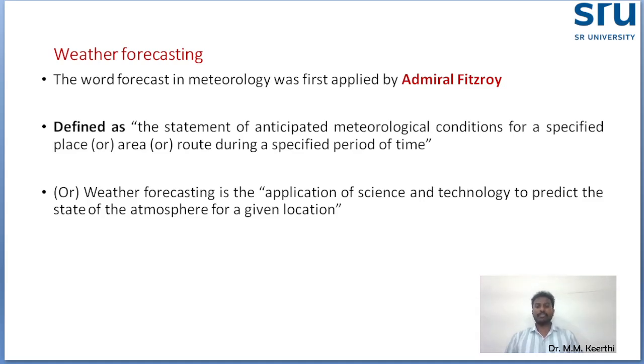Okay, what is the other definition? It is an application-oriented science and technology, using science and technology to predict the state of the atmosphere for a given location. That is called weather forecasting. The term weather forecasting was first used by Admiral Fitzroy. Simply, weather forecasting is nothing but predicting the weather.